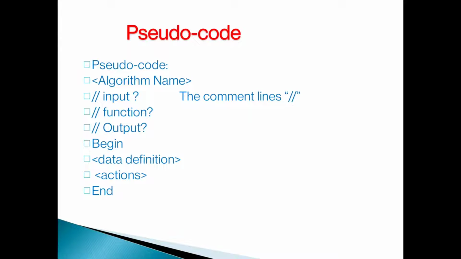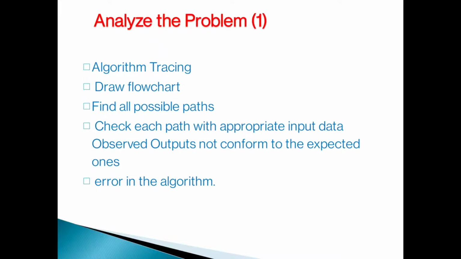And next one is pseudocode. Pseudocode is a simpler form of programmatic representation. For example, the pseudocode consists of the algorithm name, and in the second step, we give the input formats. And next, what functions should be carried out using the inputs. And fourth, the desired output. Then we can give data definitions and the particular actions. This is what the pseudocode consists of.